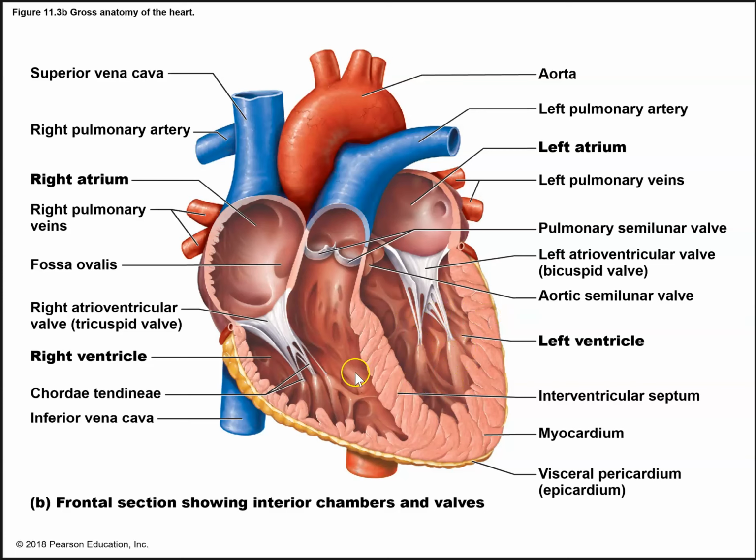If you remember, the right ventricle had really thin walls and the left ventricle had really thick walls, because the left ventricle is involved in systemic circulation of the blood, whereas the right ventricle is involved in pulmonary circulation of the blood. So it only pumps blood to the lungs.